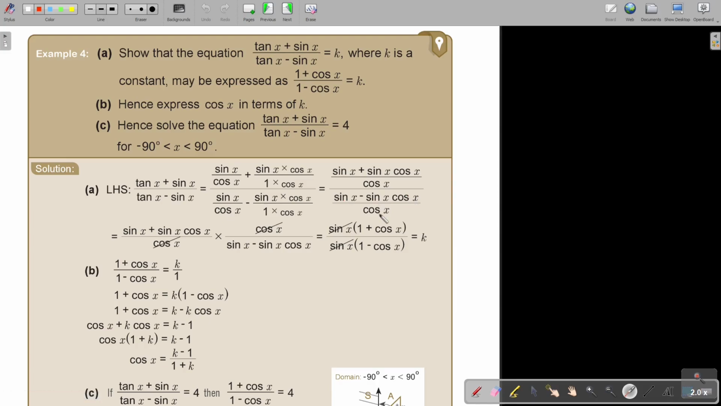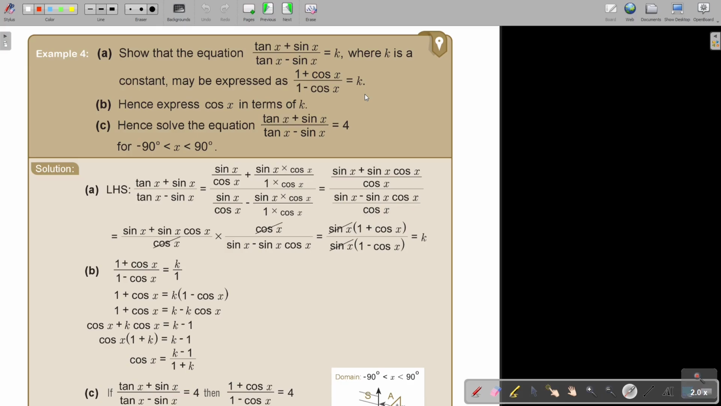Now, if I have a fraction over a fraction, I multiply with the reciprocal of the bottom one. So the cos x cancel out. If I take out sin x there, I will have sin x times (1 plus cos x). If I take out sin x here, I will have (1 minus cos x). The sin x cancel, and then I can see it's expressed as they said there. Did you see that? Okay.